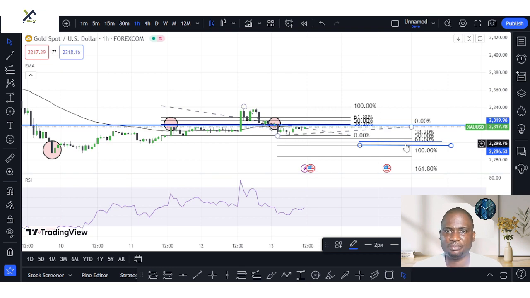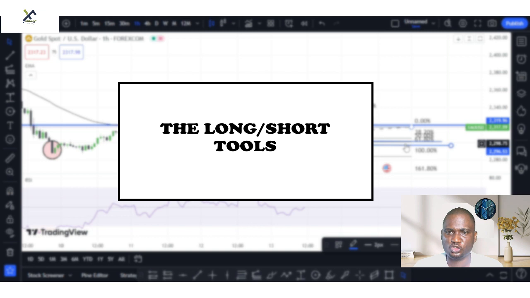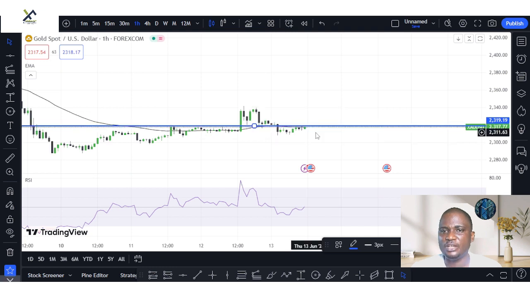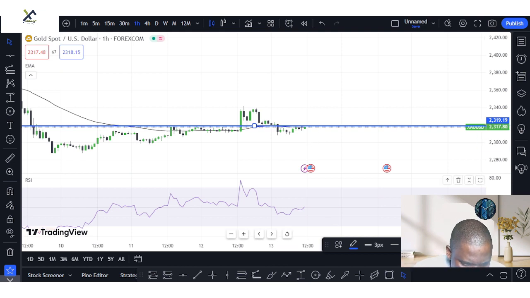Now let's go to the last method, and this last method is using the long and the short tool on TradingView. This method is only applicable to people that are using TradingView. Let's go and see how to use the long and the short tool to determine our take profit. If we are going long, we'll be using the long tool, but because we are going short, we'll be using the short tool. This is where it is located. This is the long position, and this is the short position. So we're going to be using the short position.